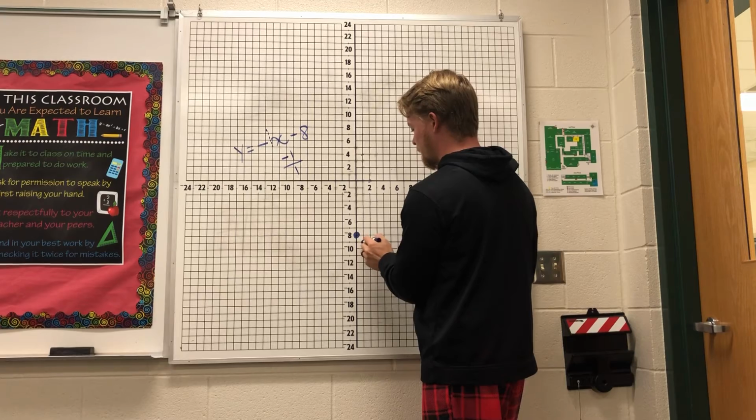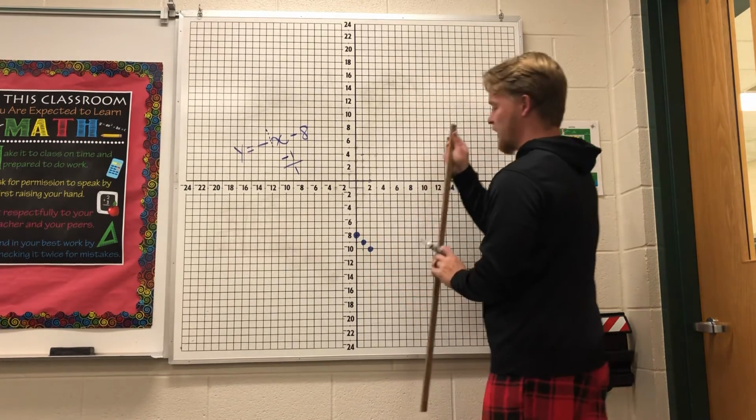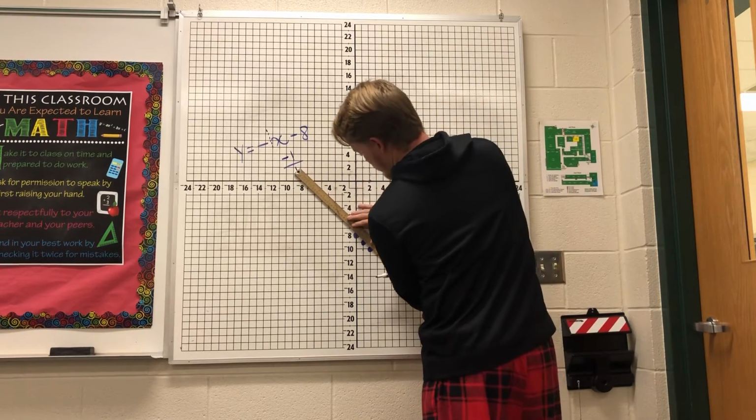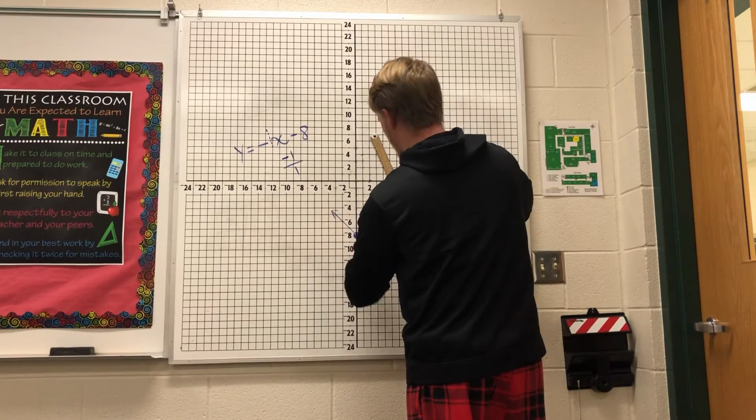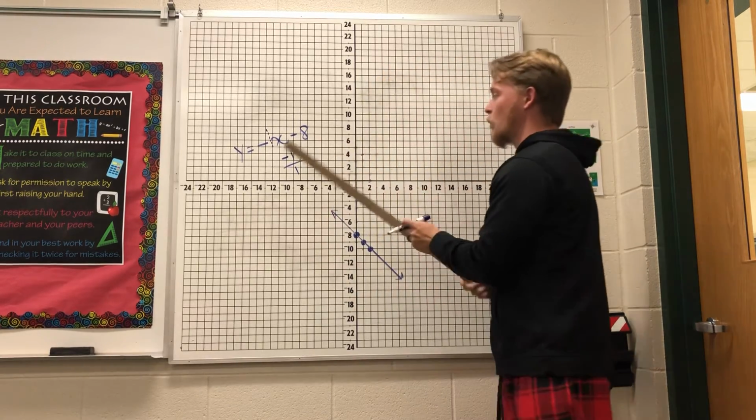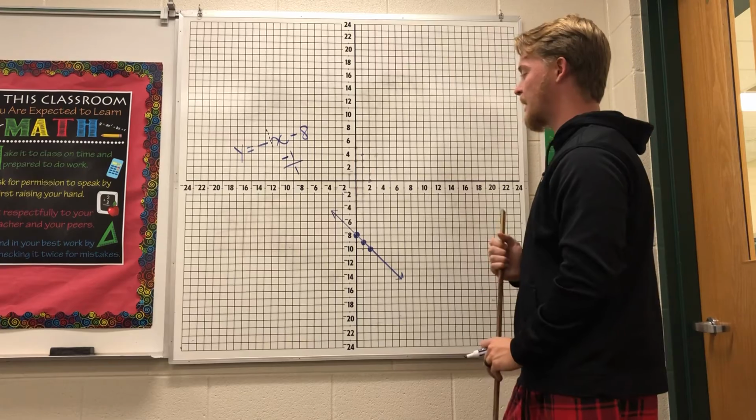That's another point. I can do it again. Down 1, right 1. So this is the graph right there. That is your graph that represents y equals negative x minus 8.